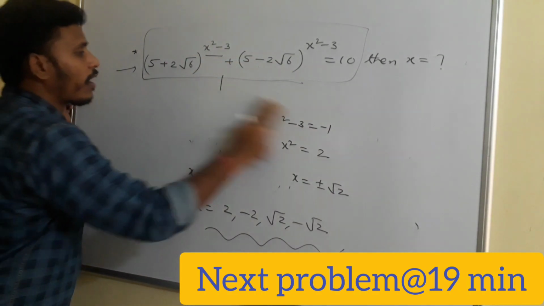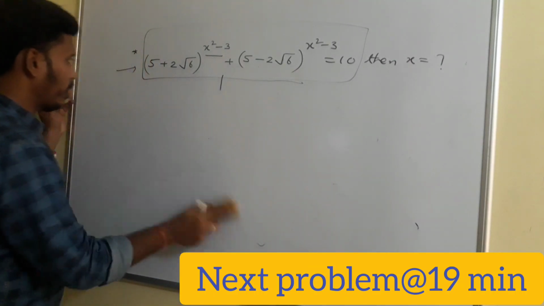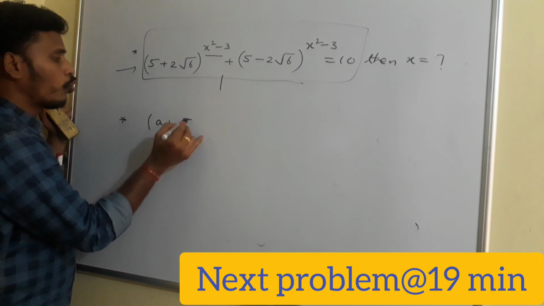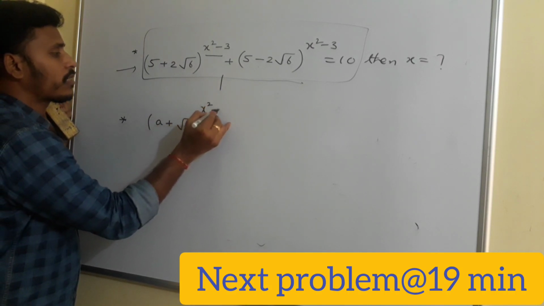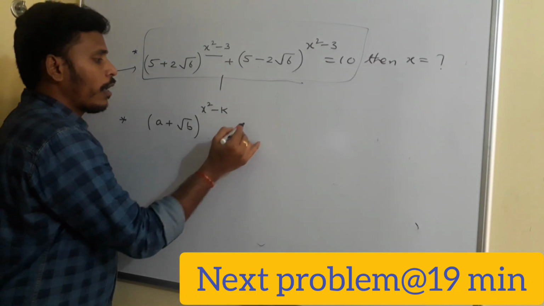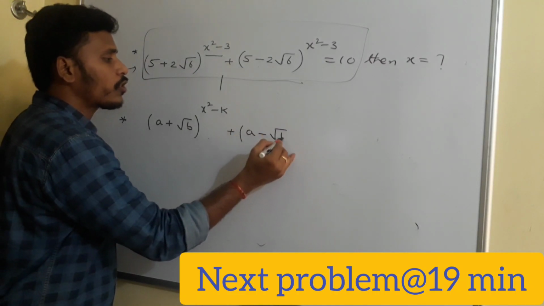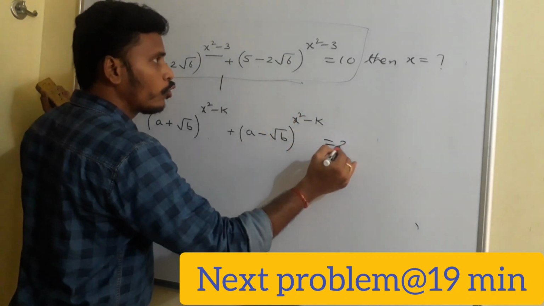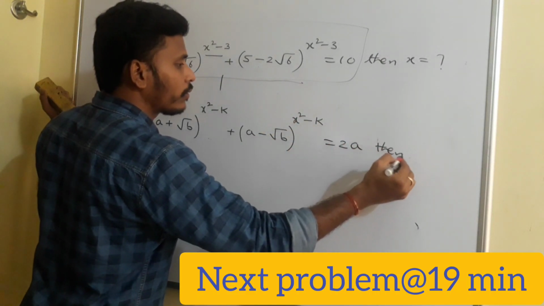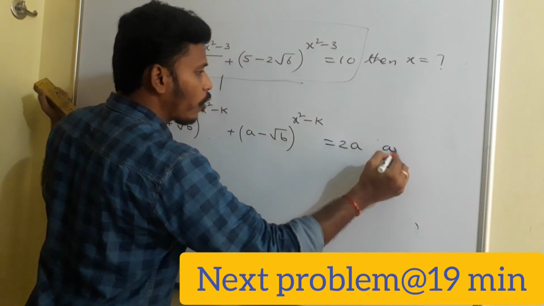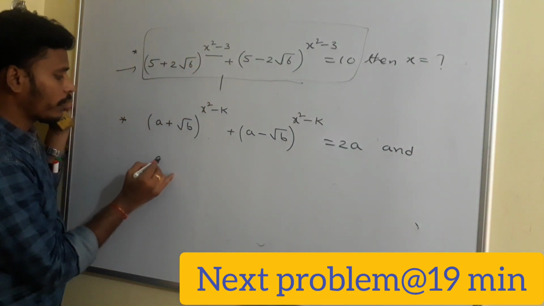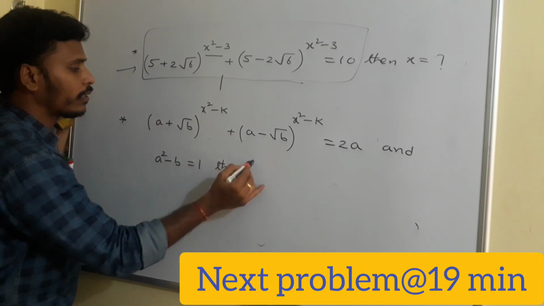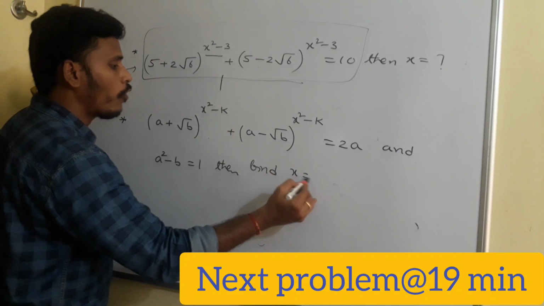So if I wish to generalize the problem, I will proceed like this. For example, I have a problem: a plus root b to the power x square minus k, plus a minus root b to the power x square minus k, is equal to 2a. And one more thing they mention is a square minus b is equal to 1. Then you need to find the value of x.